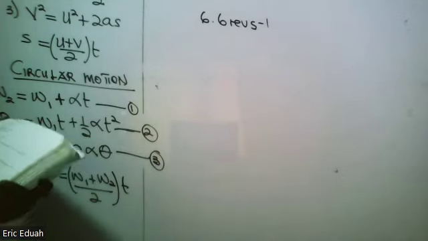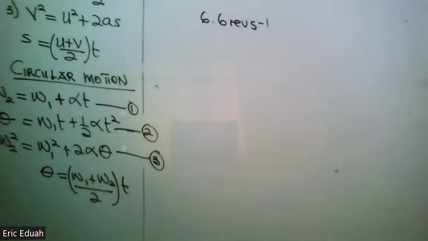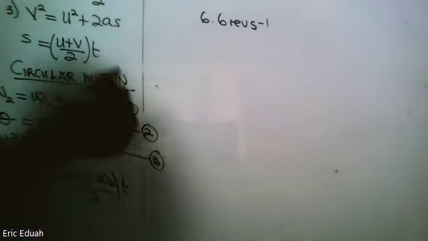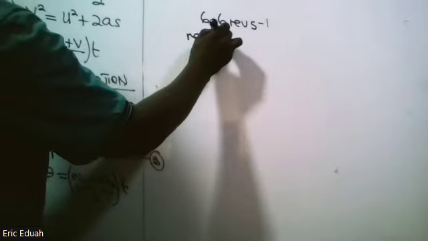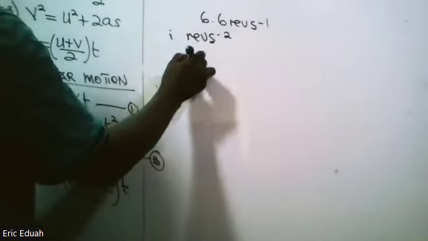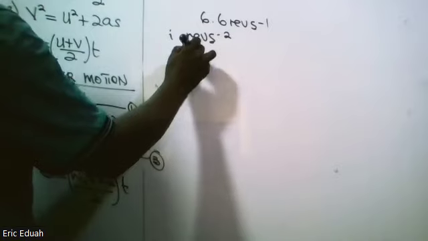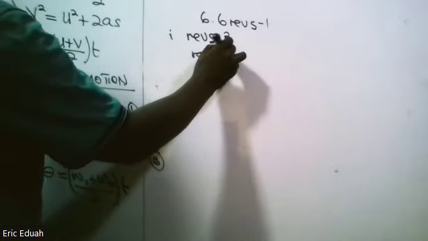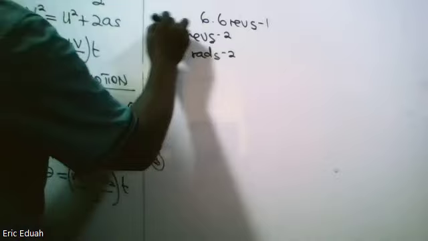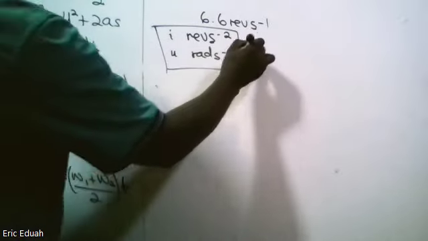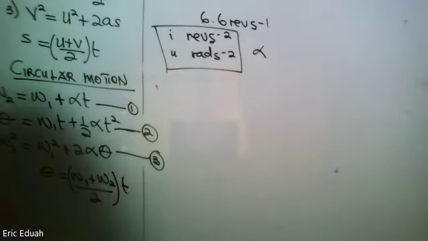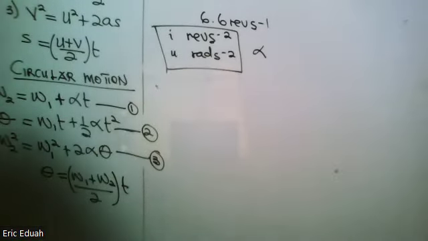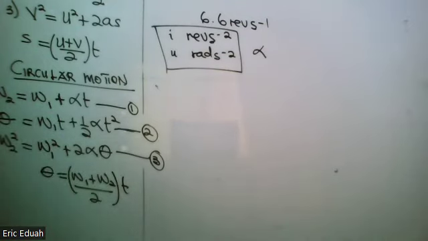during the time interval in revolution per second squared and in radian per second squared. So you are calculating for the angular acceleration alpha in revolution per second squared and in radian per second squared.